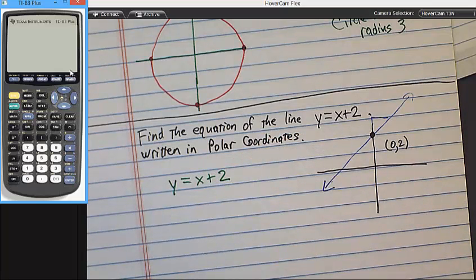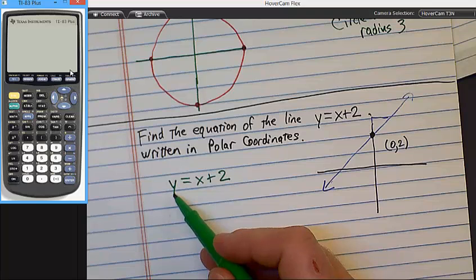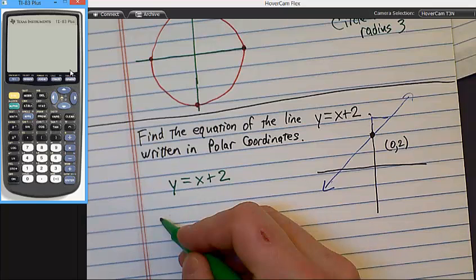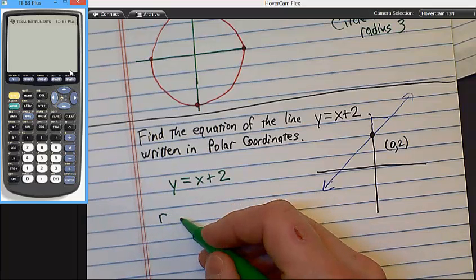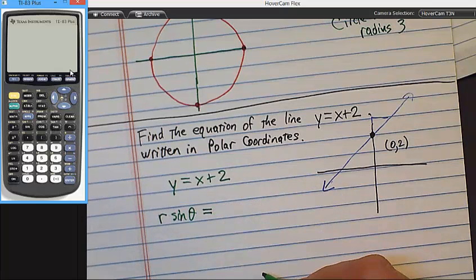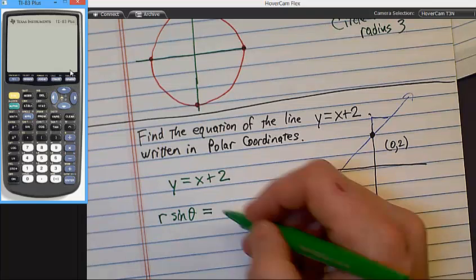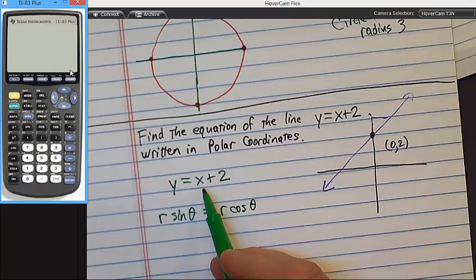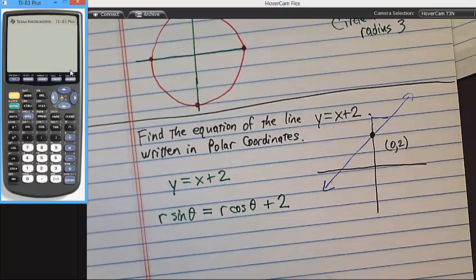And now where it used to say y, remember we had an expression for y? What does y equal? R times sine theta. That's right. So I'm going to write r sine theta equals r cosine theta, because that's what x is, plus 2. So there it is, guys. That's an equation in polar coordinates. You might say, well, that's simple.